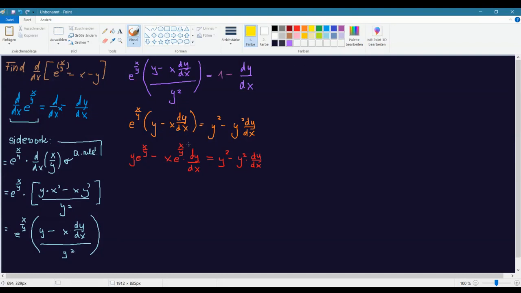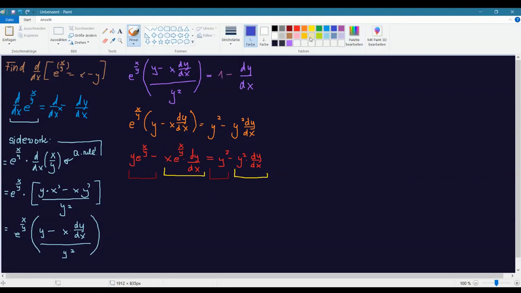So now let's call to mind what we're trying to do. We are trying to get dy over dx over to the left side. It could be the right side, it doesn't really matter, but the left side is easier. So we're trying to get this right here and this right here on one side, and we're trying to get this right here and this right here on the other side.